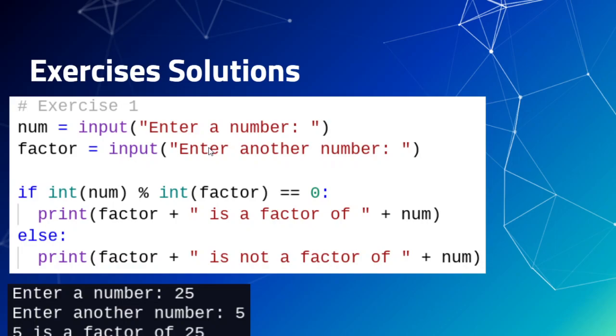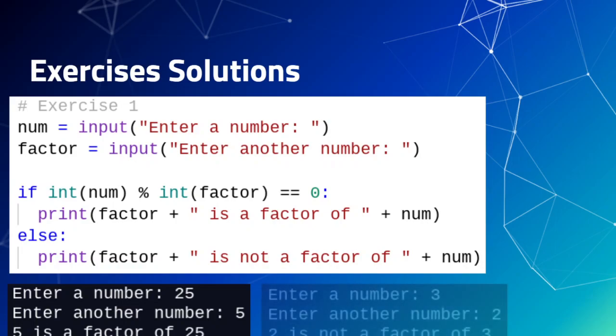We can test this with a few outputs. So if we enter the number 25 and another number, 5, it will tell us 5 is a factor of 25, since 25 modulus 5 is equal to 0. 25 divided by 5 is 5, remainder is 0. We're checking if the remainder is 0 to make sure it's a factor.